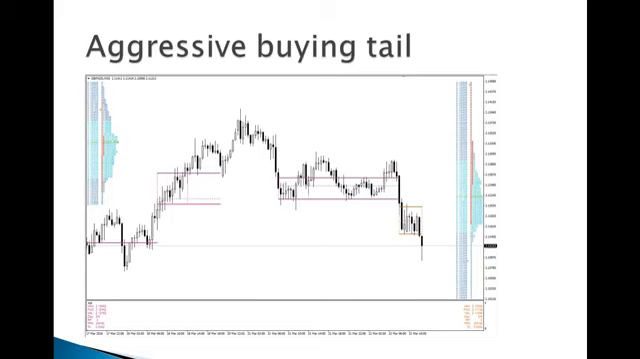Now let's talk through a hypothetical scenario. Remember that buying and selling tails are single letter TPOs at the bottom or the top of the profile, and they indicate aggressiveness on the other side. In this hypothetical scenario, because you have this massive J buying tail, it's the buyers. The longer the tail, the more aggressive buyers are.